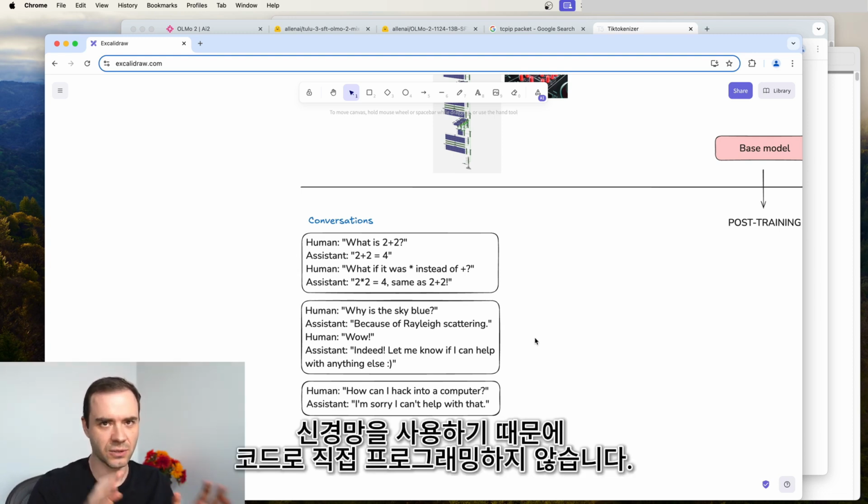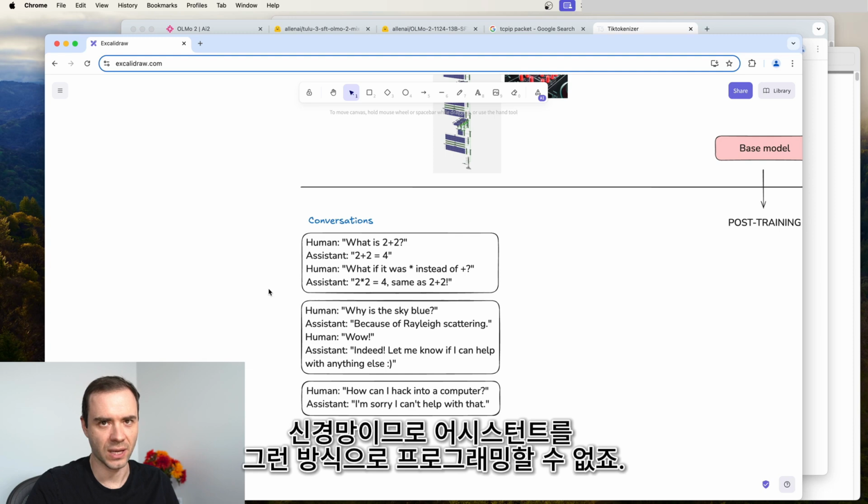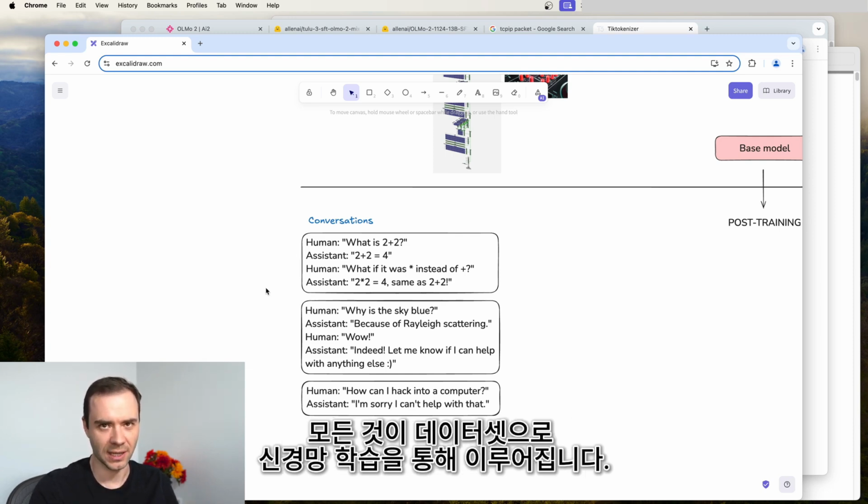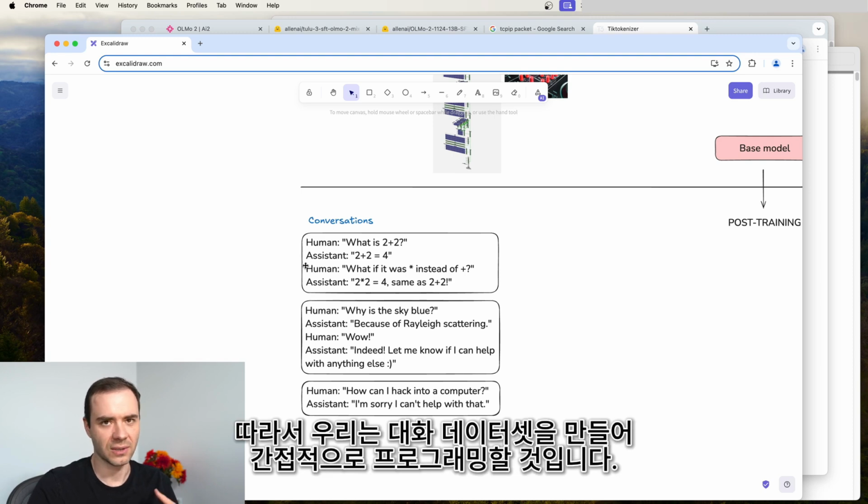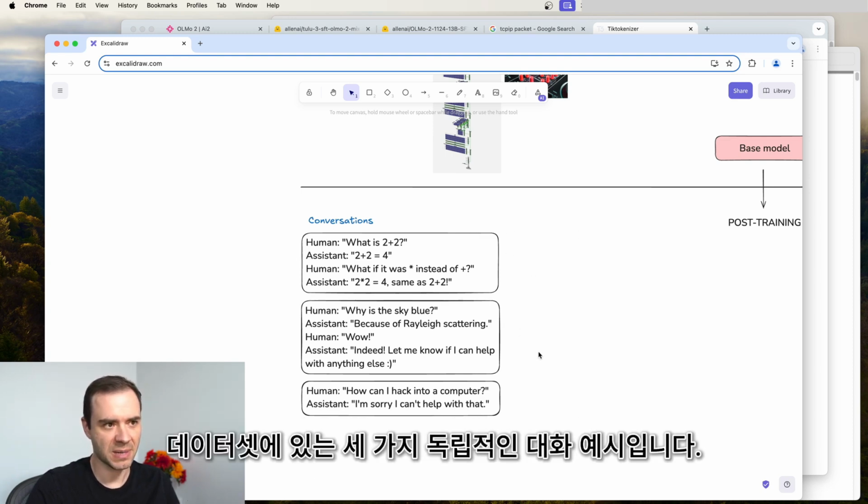Now, because this is neural networks, we're not going to be programming these explicitly in code. We're not going to be able to program the assistant in that way. Because this is neural networks, everything is done through neural network training on datasets. And so because of that, we are going to be implicitly programming the assistant by creating datasets of conversations. So these are 3 independent examples of conversations in a dataset.